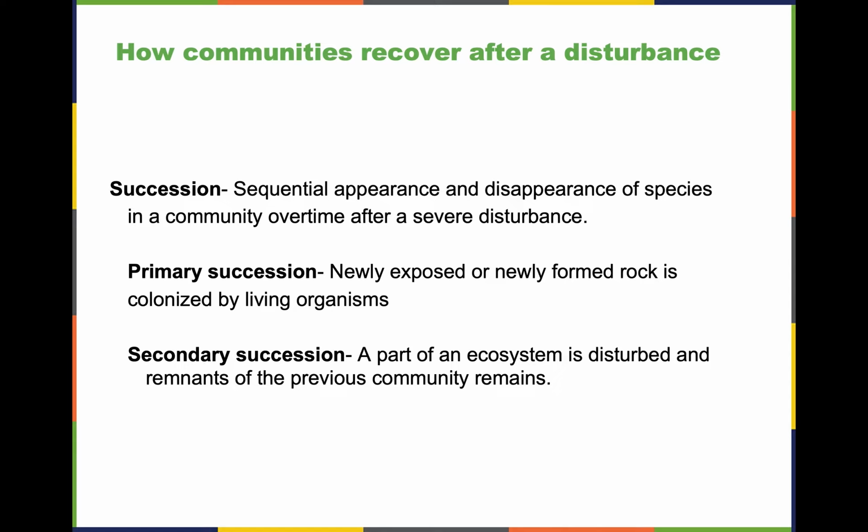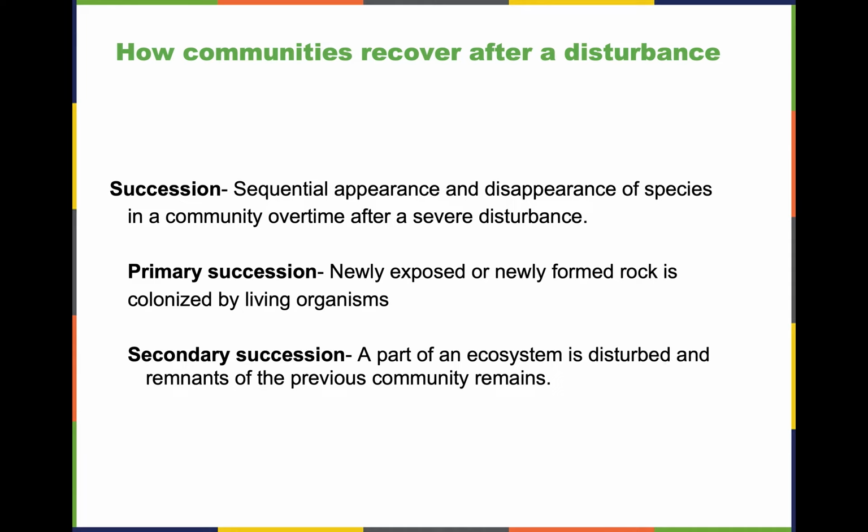So primary succession is a situation when you build the community from scratch, when there was no community in a particular area before. So therefore, in a primary succession, a newly exposed or newly formed rock is colonized by living organisms. So that's one example. This is a community that is built from a place where there was no life existing before.